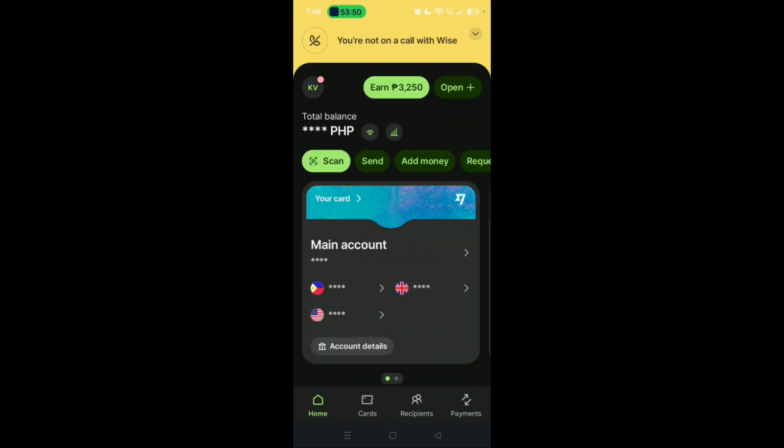So first off, the most common reason is that you're using an incorrect bank account, or you're using another person's bank account that's not the same as the name on your Wise. So that's one of the reasons. I suggest that the fix is to use the same bank account, with the same name as shown here on your Wise.